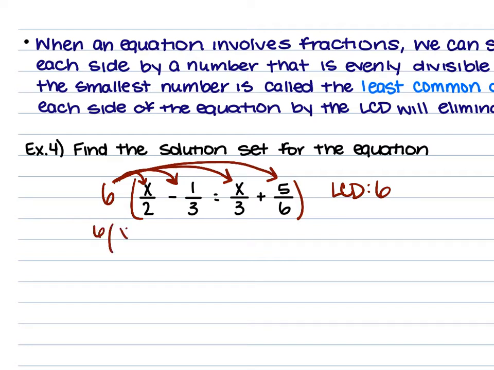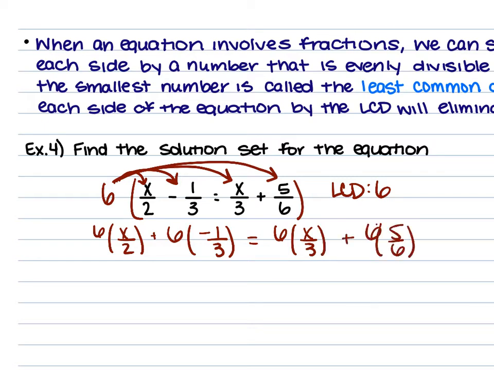So we're going to have 6 times x over 2 plus 6 times negative 1 over 3 is equal to 6 times x over 3 plus 6 times 5 over 6. So the 2 and the 6 simplify to become 1 and 3. So it's going to be just 3 times x, which is 3x. The 3 and the 6 simplify to become 1 and 2. So 2 times negative 1 is negative 2. Again, the 3 and the 6 become 1 and 2, so 2 times x. On the other side of that equal sign is 2x. And the 6 is simplified to become 1, so 1 times 5 is 5.